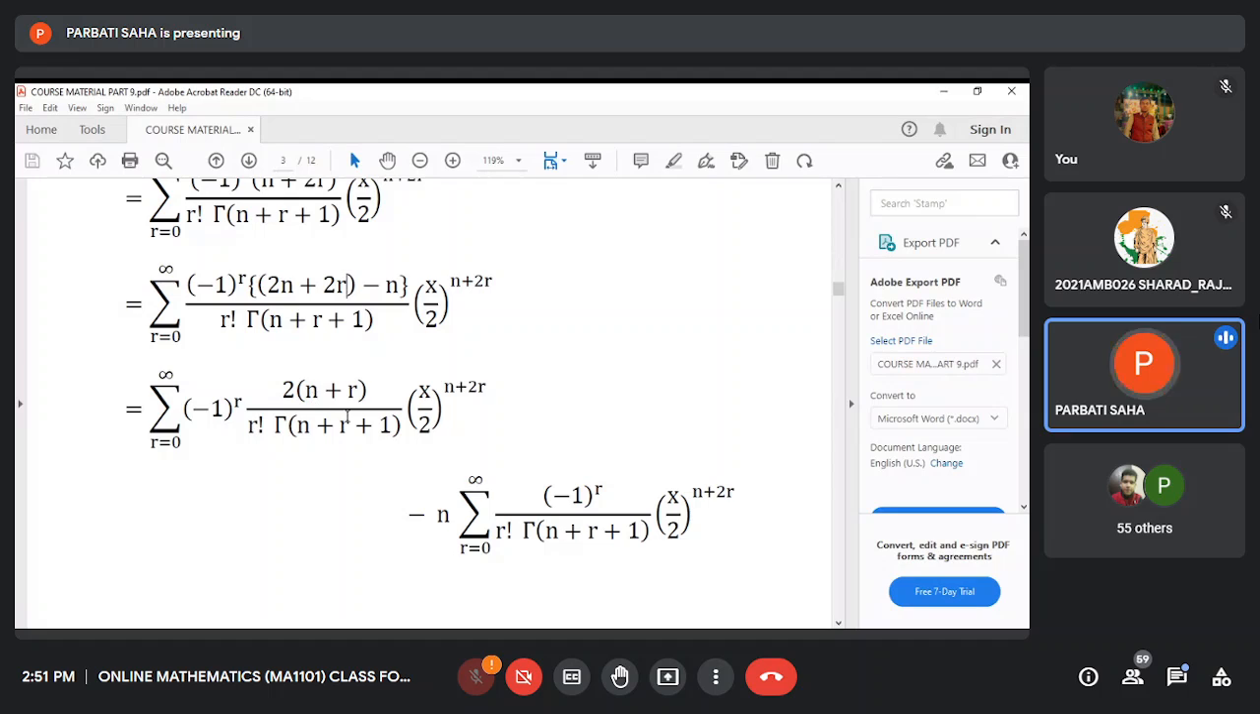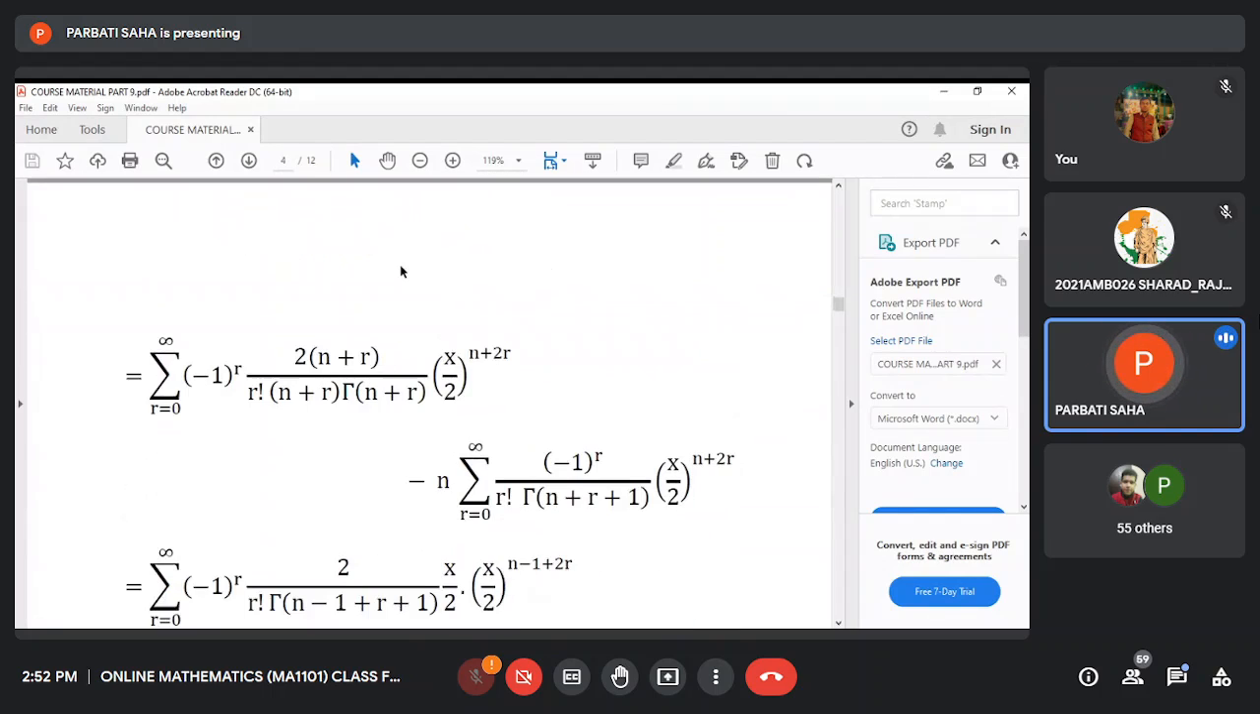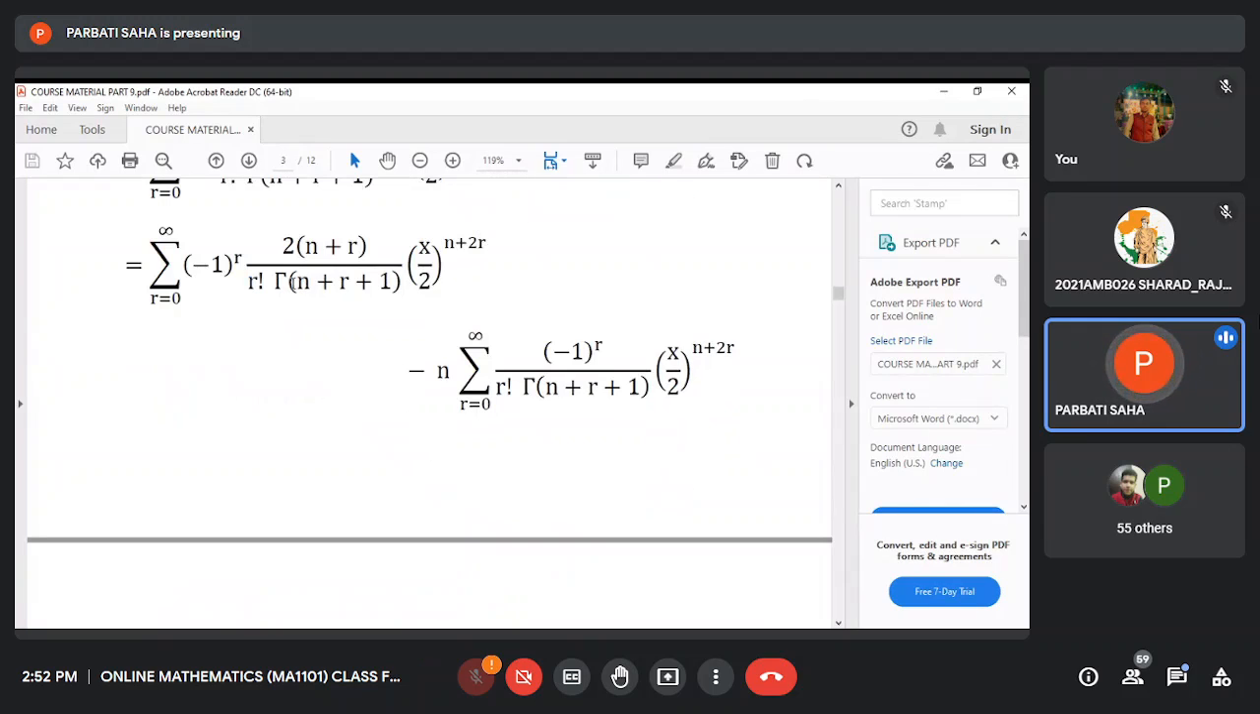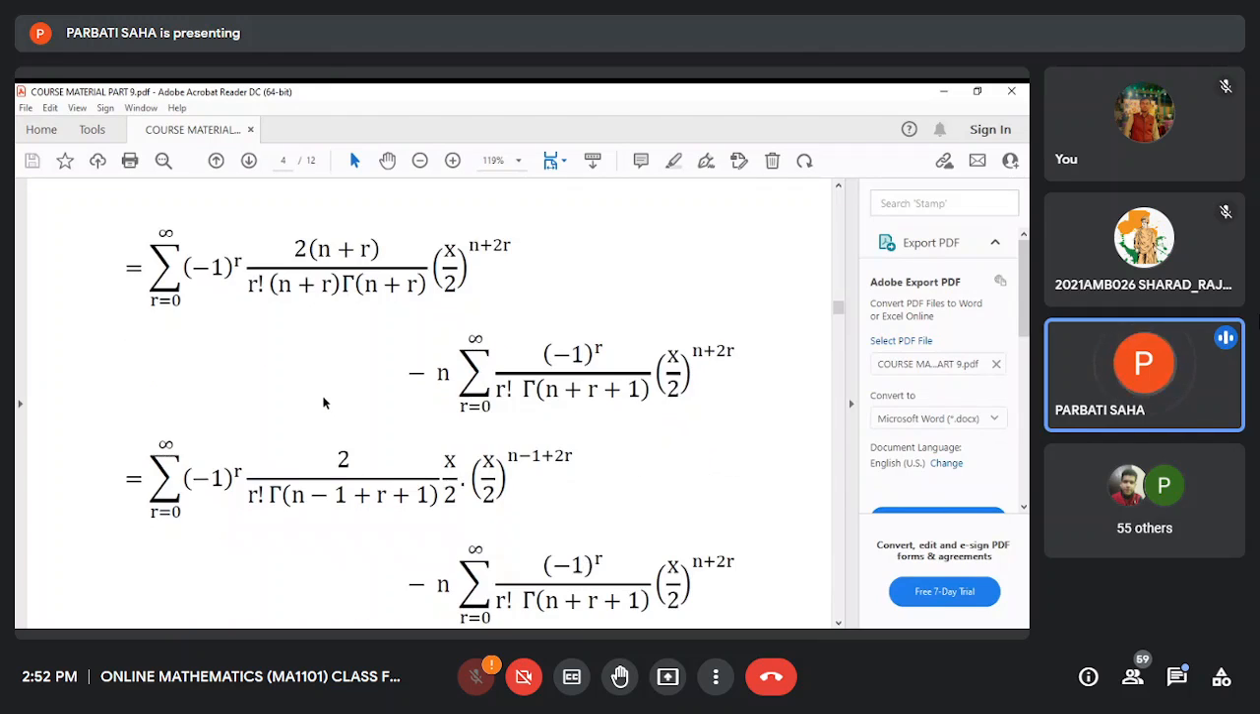Then you see, if we write gamma(n+r+1), that is actually (n+r) gamma(n+r), right? Gamma(n+r+1) is actually (n+r) gamma(n+r). So if we cancel these two factors (n+r) from numerator and denominator, the denominator becomes r! gamma(n+r). Now (x/2)^(n+2r) may be written as x/2 into (x/2)^(n-1+2r), and the product of these two will be n+2r only.